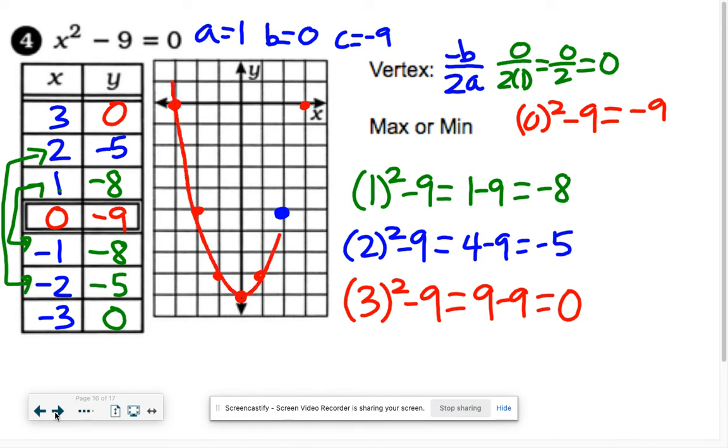Now we can make our parabola, that U shape. You have to connect it. And now we can decide, is this a max or a min? Since it's on the bottom, it's hollowing out down here, in the valley, that would be your minimum point. So don't forget to circle that.